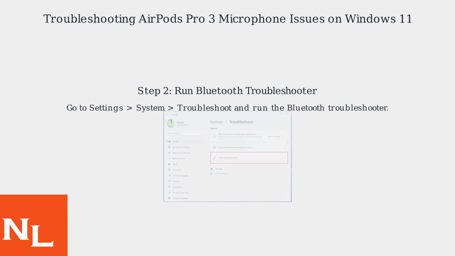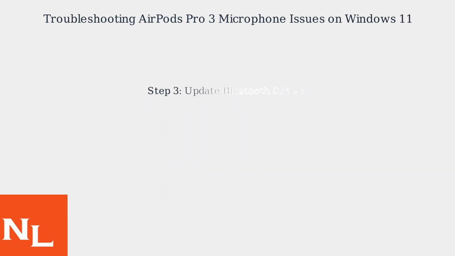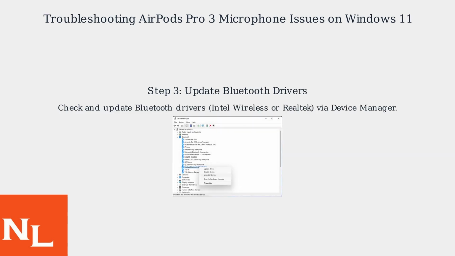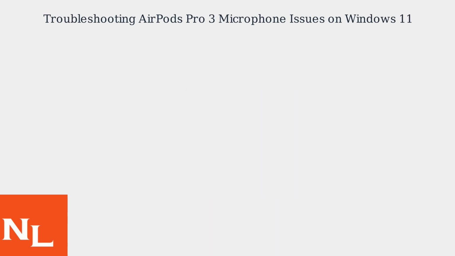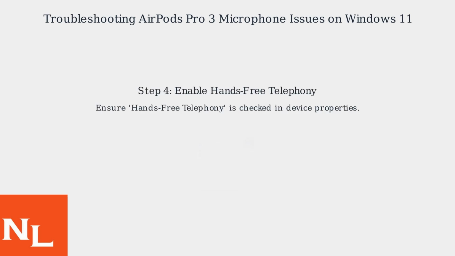Next, run the Bluetooth troubleshooter by going to Settings, System, then Troubleshoot. Check and update your Bluetooth drivers via Device Manager, focusing on Intel wireless Bluetooth or Realtek adapters. Make sure hands-free telephony is enabled in the device properties.